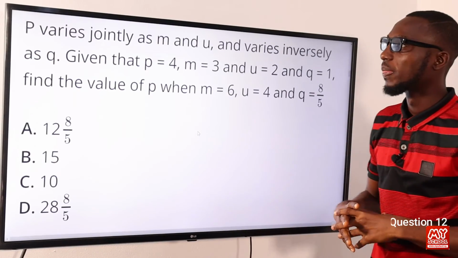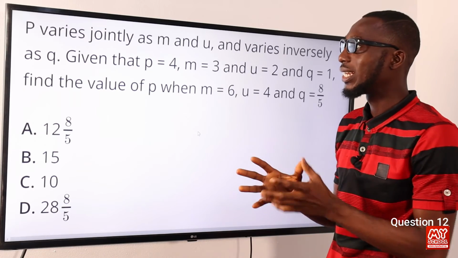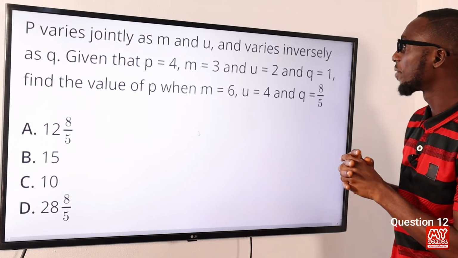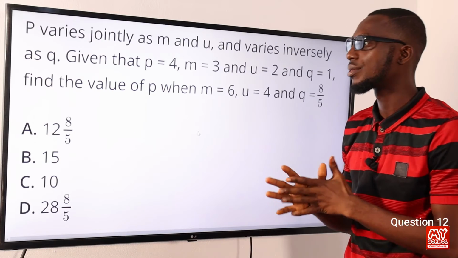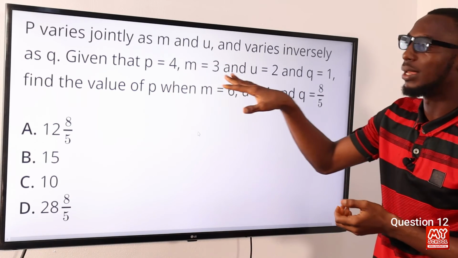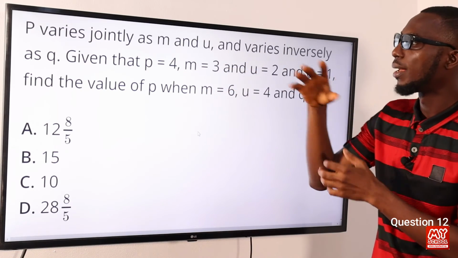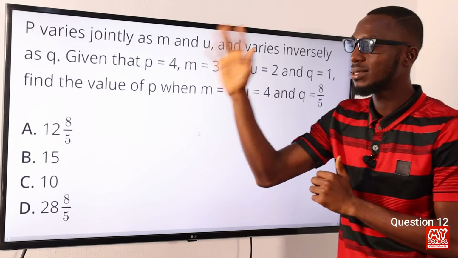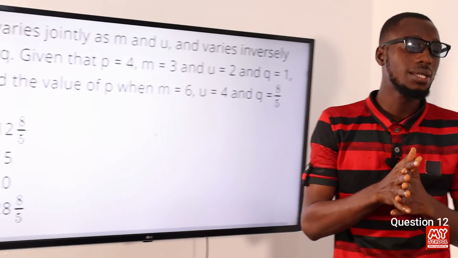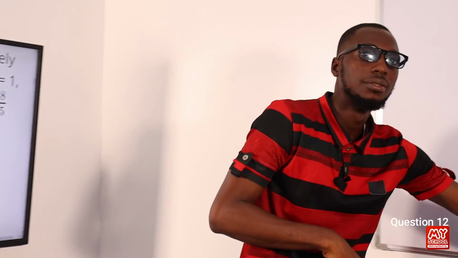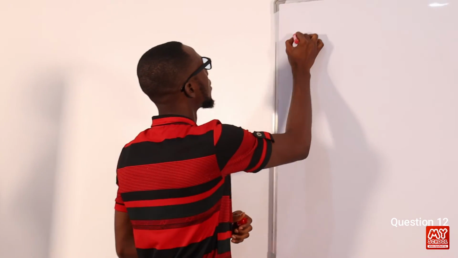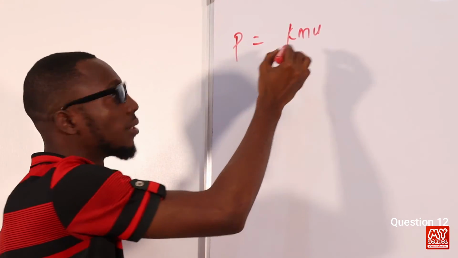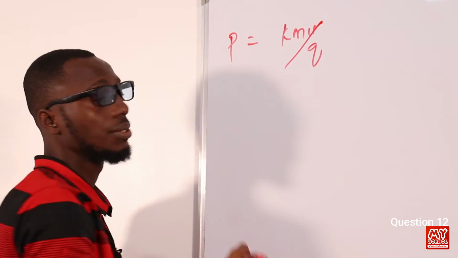Question 12. If P varies jointly as M and U, and varies inversely as Q, we'll be finding the constant K. Let's bring this together. P varies jointly as M and U, and varies inversely as Q. So what you should have in this kind of variation is P varies, then inversely for Q. Let's plug this in.